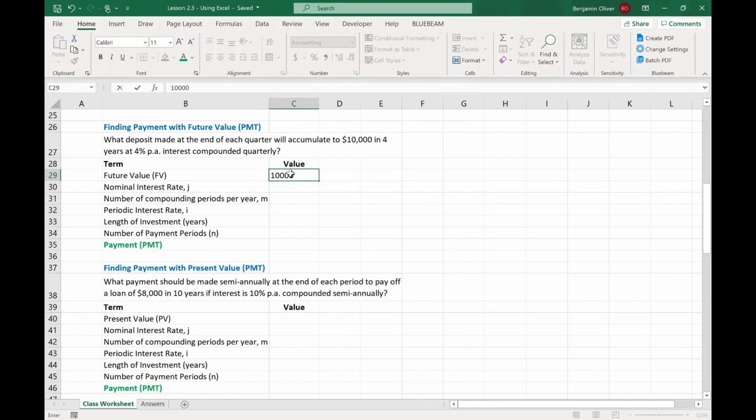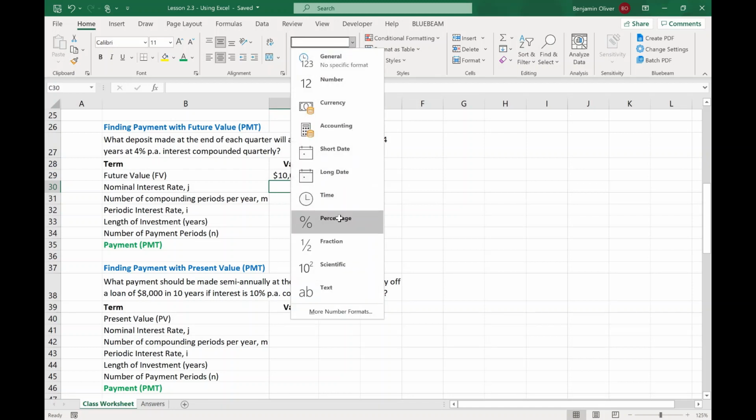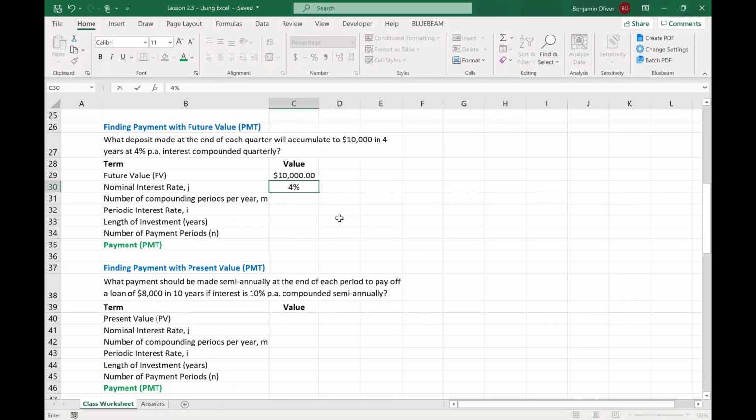Okay, so I'll type in 10,000. Again, I have this specified as accounting. Our nominal interest rate given in the question is 4%. So I can click my drop-down menu, go to percentage, type in 4%. Our number of compounding periods per year, it's compounded quarterly, which means 4 periods per year.